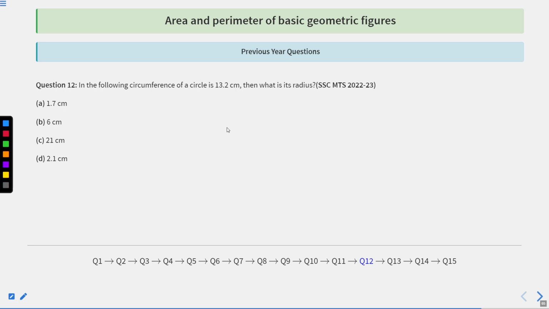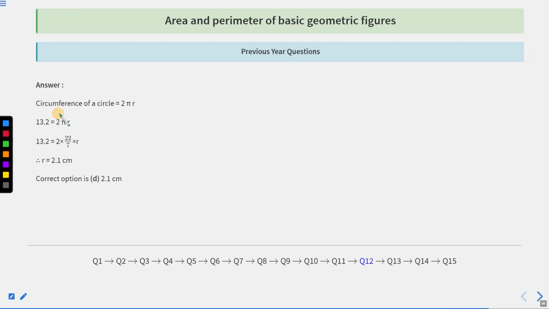Moving on to problem number 12. The circumference of a circle is 13.2 centimeter. Then what is its radius? So a circle is given to us and its circumference is known. Then what is its radius?